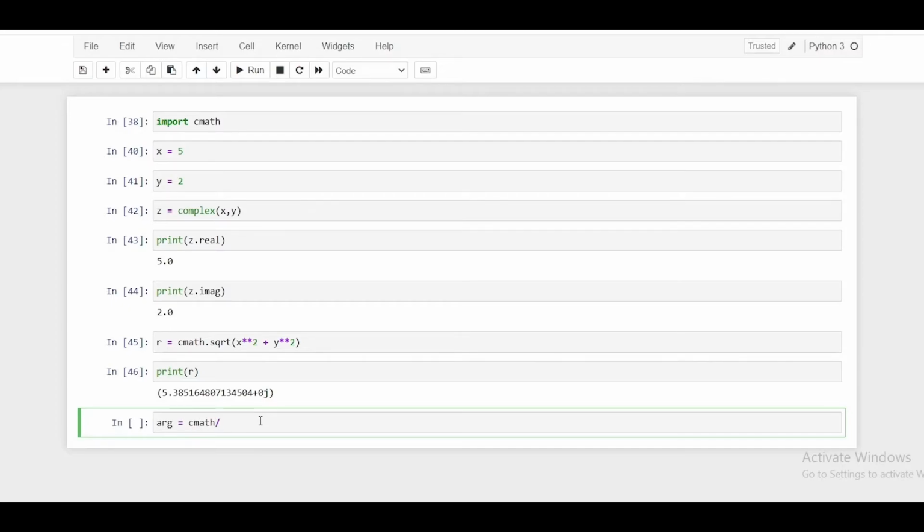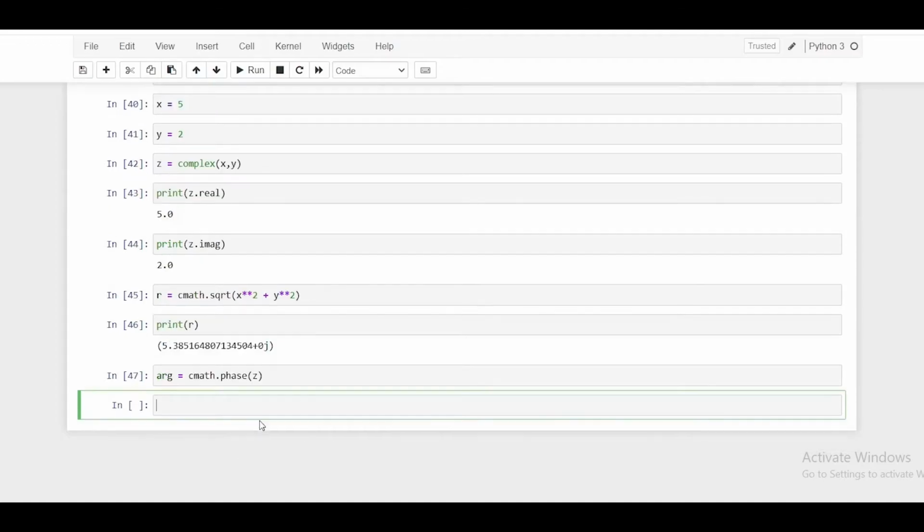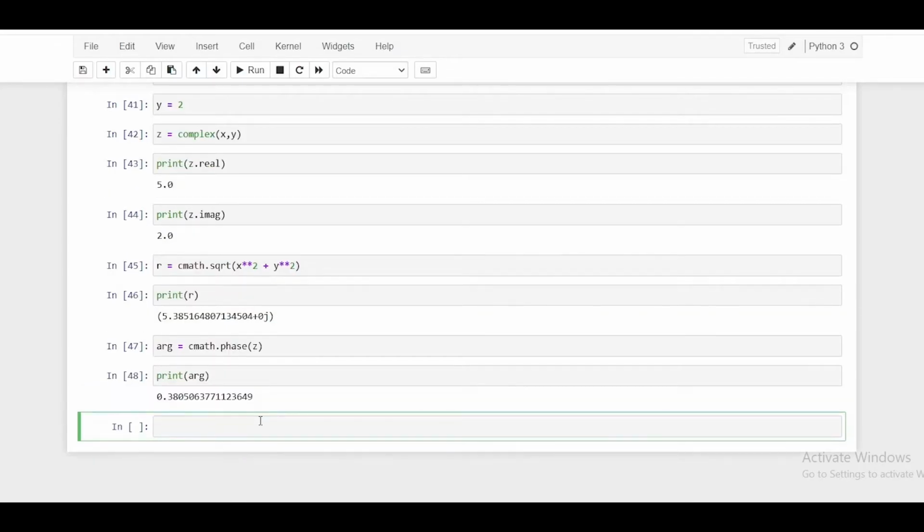Next we'll find theta, which is nothing but the argument. We'll use the dot phase method here in order to find the argument or the phase angle. So let us say argument is equal to cmath dot phase of z, which prints out the phase angle of the complex number 5 plus 2y. Here you can see that it prints out 0.33805 as our argument or phase angle. So we have got both the attributes of the polar form, which are r and theta.